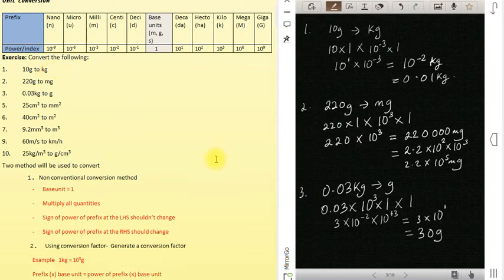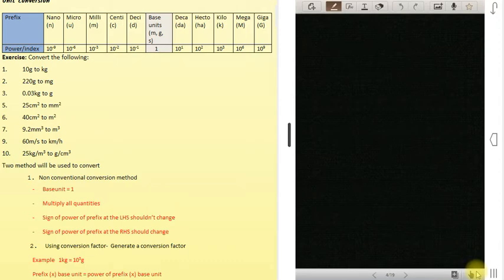Okay, now question number 4. I have to convert 25 centimeters square to millimeters square. Okay, it implies that I'm going to have 25 times a prefix, which is centi, which is 10 to the power of minus 2, times the base.